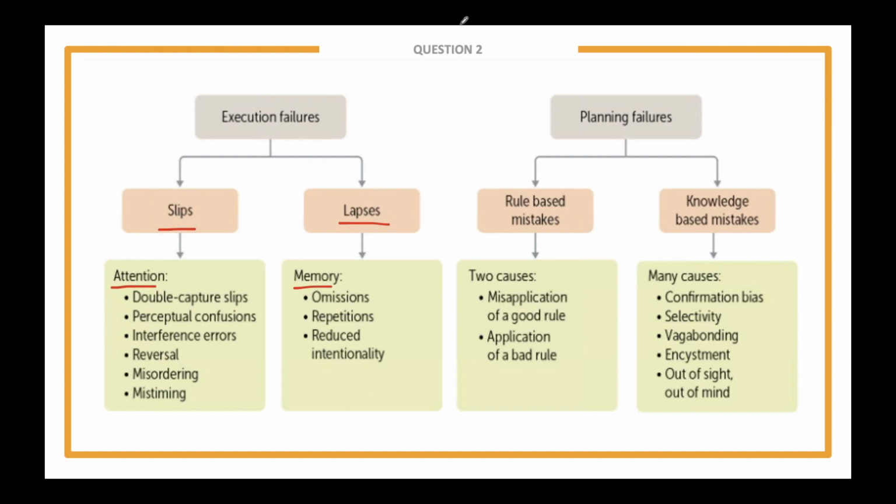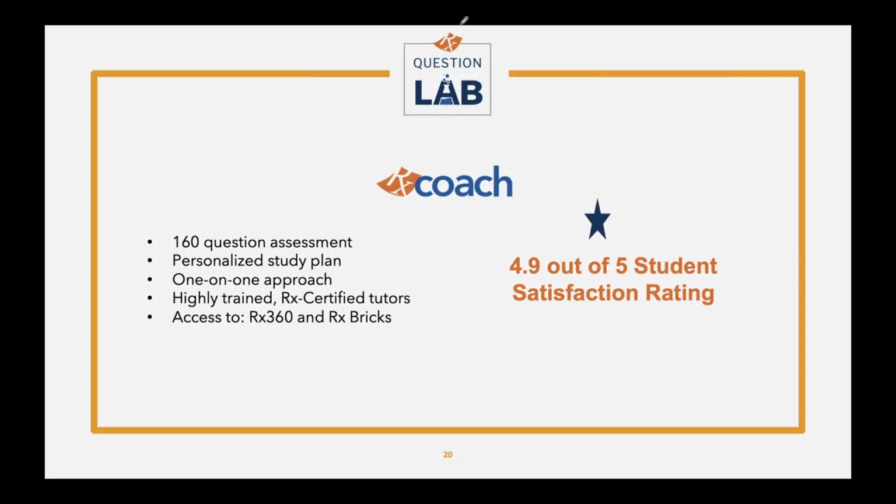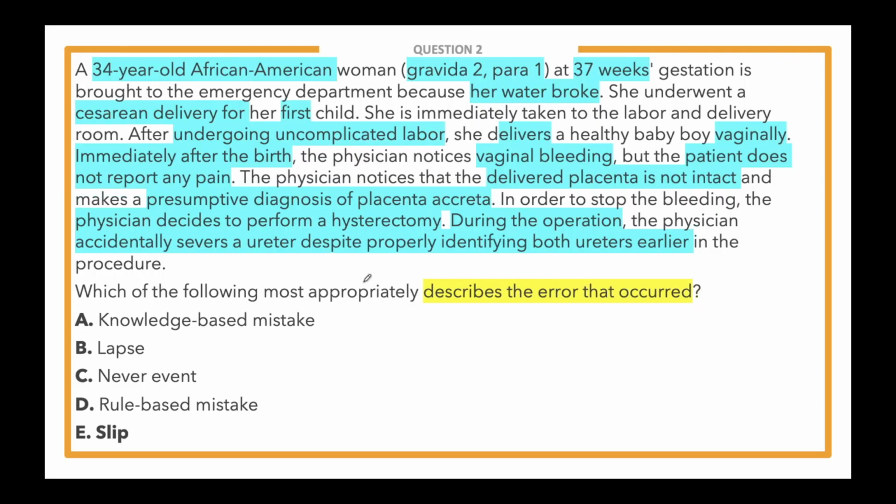So let's go back to our question and look at the other answer choices. So we talked about why this would be a slip. Talking about a rule-based mistake, as we just mentioned, this is a type of planning failure, and it can occur as a result of 2 causes: misapplication of a good rule or application of a bad rule. That's not really the case here because the physician performed a hysterectomy, which is appropriate, so it wasn't an application of a bad rule, okay?